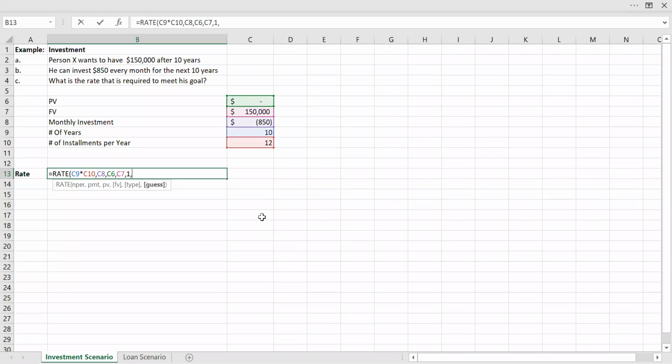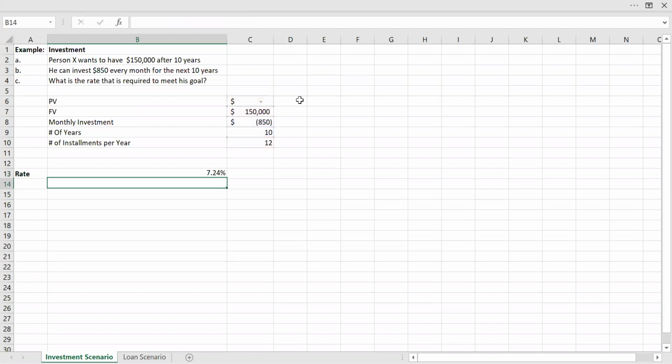And guess is optional. You can leave it blank, or you can enter some realistic number, let's say 10% or 15% or whatever. But in this example, I'm going to ignore it. Then close the parenthesis and hit enter. So this is the minimum interest rate he should be getting on a monthly basis to achieve his target of $150,000. Let me multiply by 12 to annualize it so that I have the yearly rate.